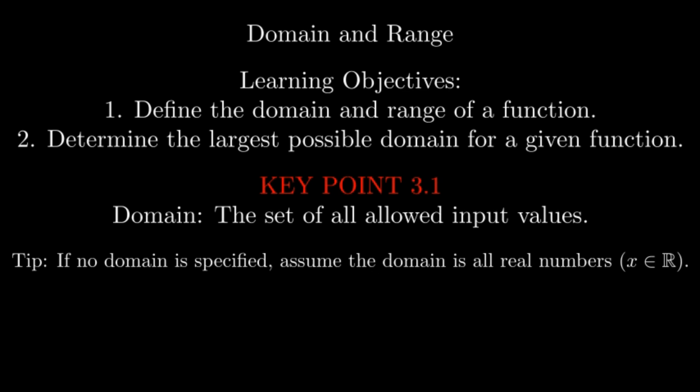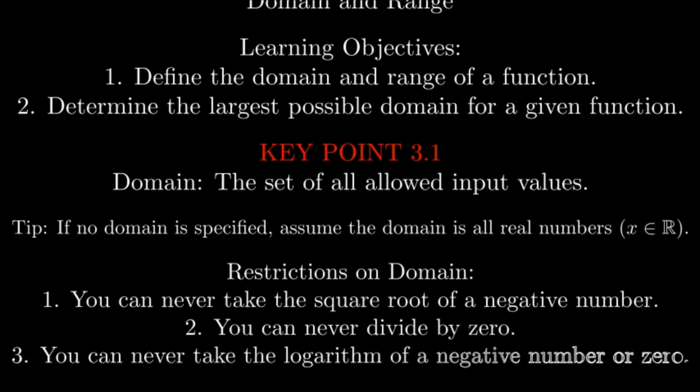However, some operations in mathematics are restricted. There are certain things we just can't do. When finding the domain, we're essentially looking for any values of x that would break the function. There are three main rules to watch out for. First, we can't take the square root of a negative number in the real number system. Second, division by 0 is undefined. And third, we can't take the logarithm of a negative number or 0. We must exclude any x values that would cause these things to happen.